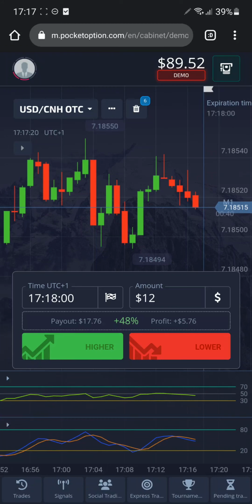Everyone, welcome to the next part on how the Pocket Option site works. Today we're going to be talking about this lower section here, and we're going to be discussing a little bit about indicators and just a little bit of example of how to use them.